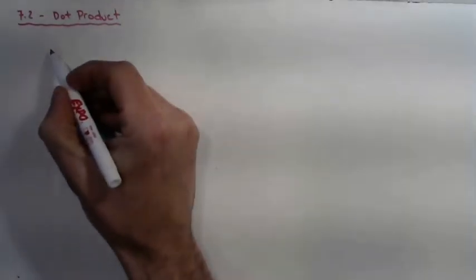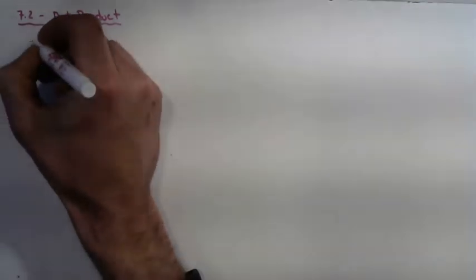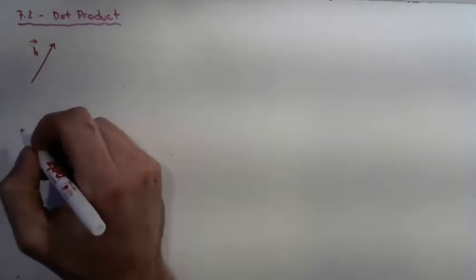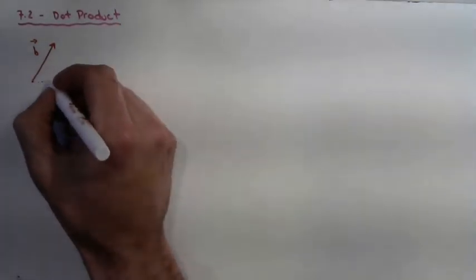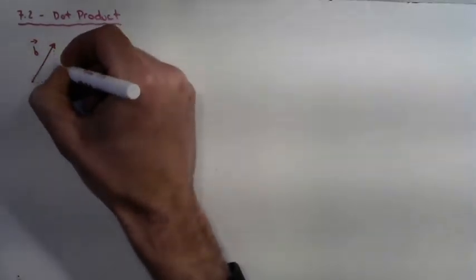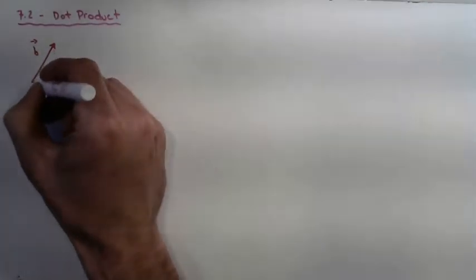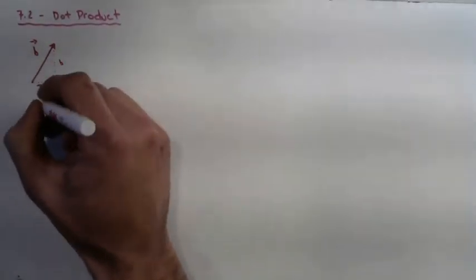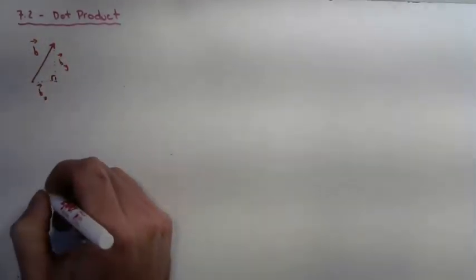Okay, 7.2 dot product. So far in Unit 7, we've learned that we can express any vector as a Cartesian vector. So let's say we had vector b. We can express it as a Cartesian vector, and we can resolve it into its horizontal and vertical components. So we could call this b sub x for the horizontal component of b, and b sub y for the vertical component of b.